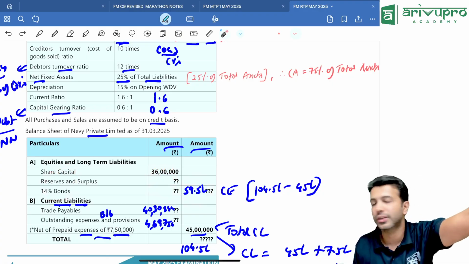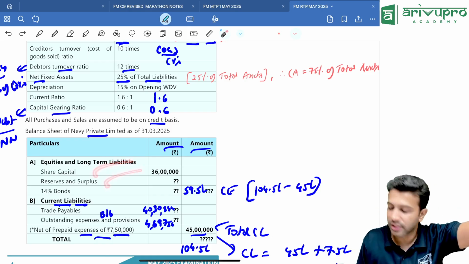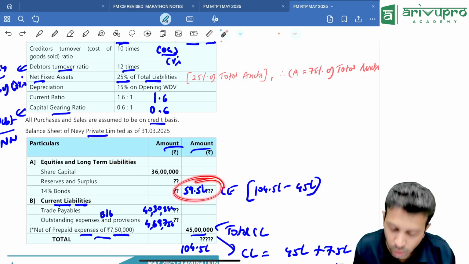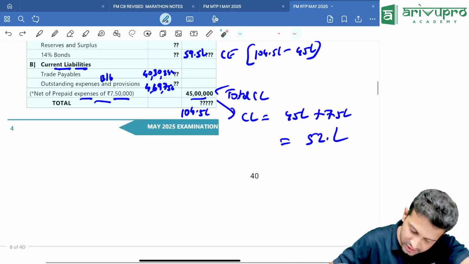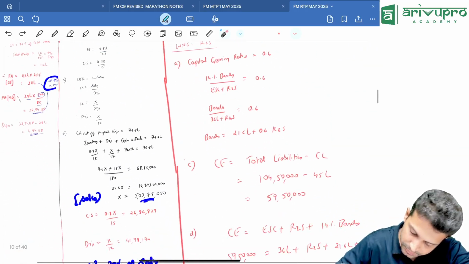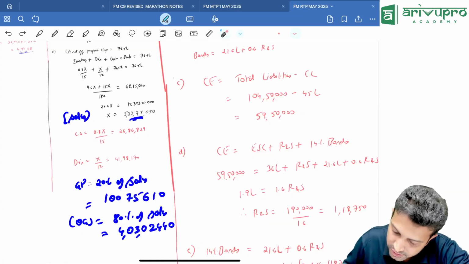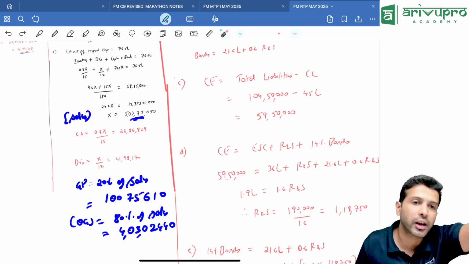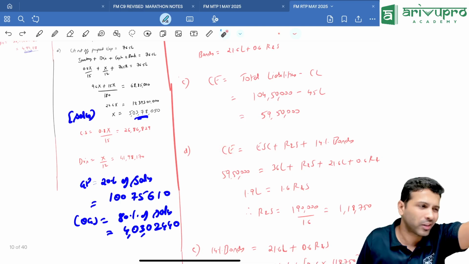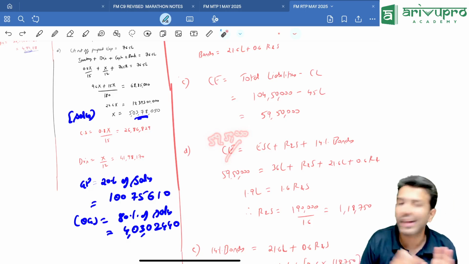Give me an equation for that. Share capital plus reserves and surplus plus bond will be equal to how much? 59 lakh 50,000. This equation, everybody got it? Okay, let's substitute now. First, let's write that equation. Equity share capital plus reserves and surplus plus bond should be equal to 59 lakh 50,000. Done. That only we call capital employed. You can write capital employed or directly write 59 lakh 50,000 if you don't like names.